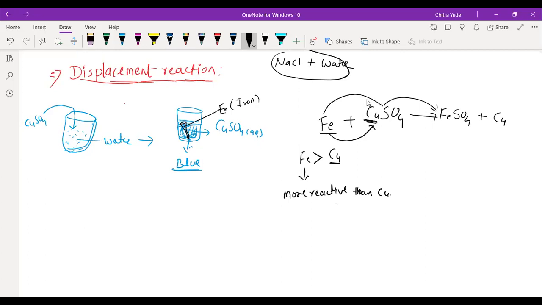So here what happens? The ferrous is more reactive, so it displaces the less reactive metal from its compound. That is called a displacement reaction. So here displacement takes place. That's why this reaction is called a displacement reaction. Understood, everybody? Yes, sir. Okay, so I'm going to write the definition for it.